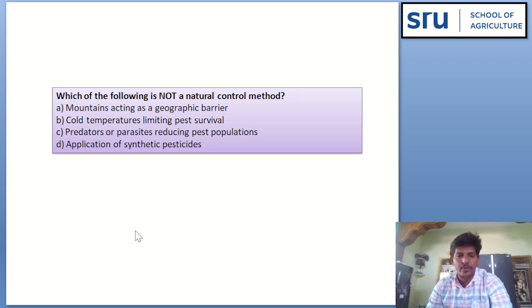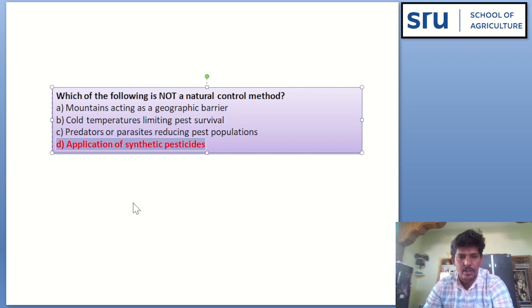Which of the following is not a natural control method? Mountain acting as a geographic barrier, cold temperature limiting pest survival, predator or parasite reducing pest population, application of synthetic pesticide. Here the correct answer is the application of synthetic pesticide. Application of synthetic pesticide is not a natural control method.